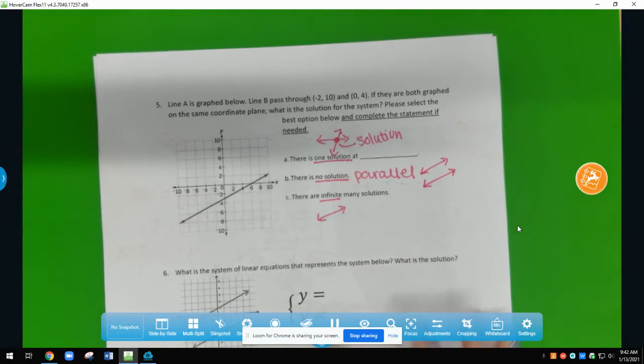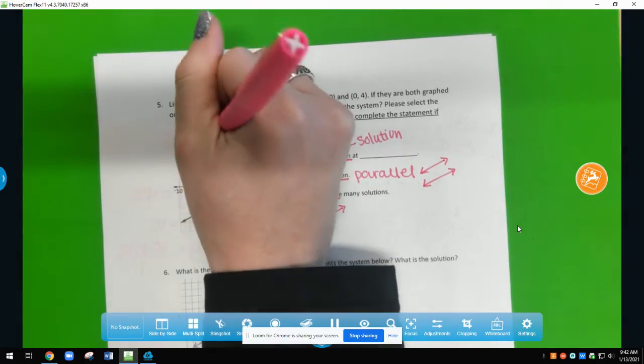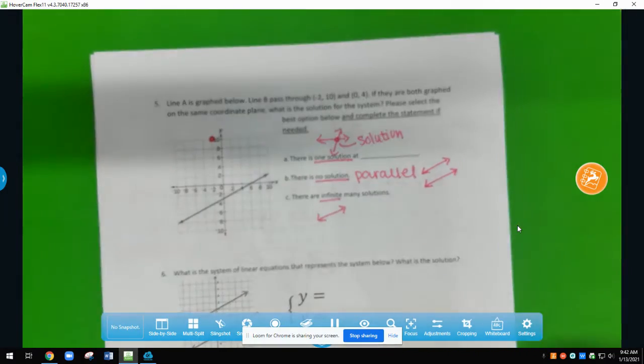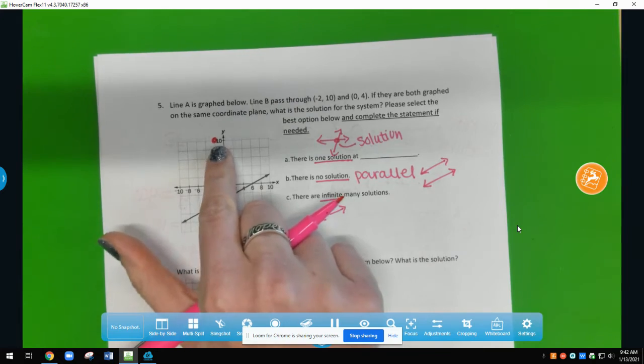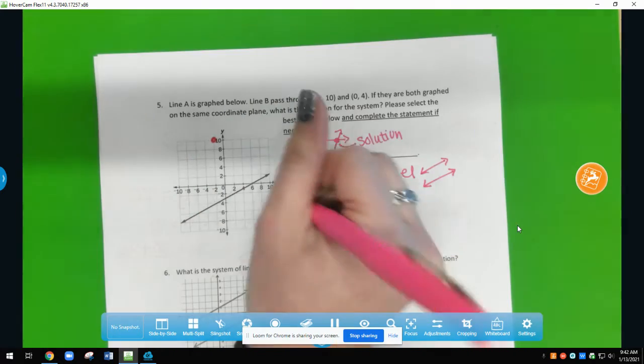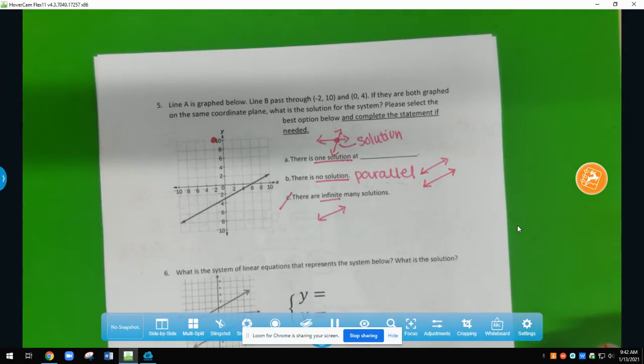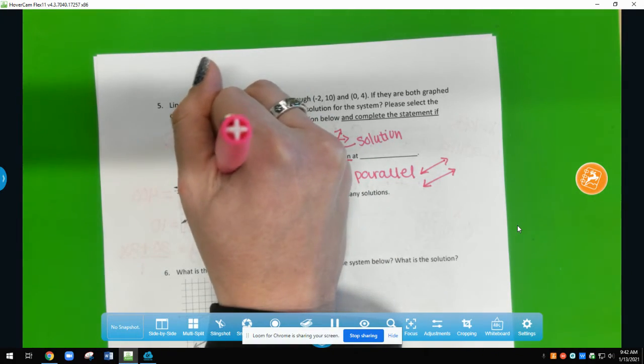Okay, so -2, 1 is up here. Since that point's not on this line, we already know it can't be infinite solutions. So then we have 0, 4.